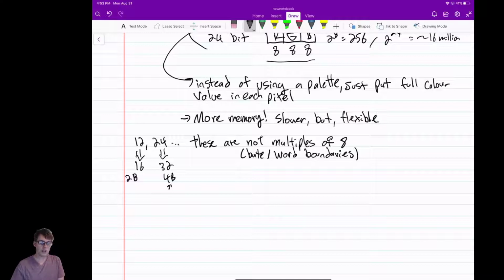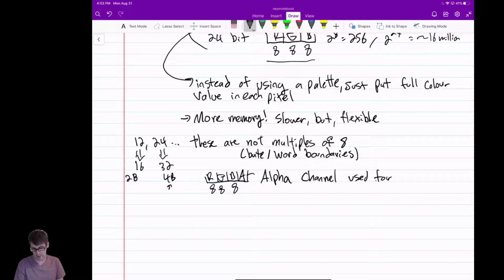Now, another thing that you'll see people do with this is they'll put the red, green, blue, and well, look, we have these 8 bits left over. What do we do with them? You'll see them do A for alpha. Alpha is, I should write that down. Alpha. The alpha channel used for transparency.